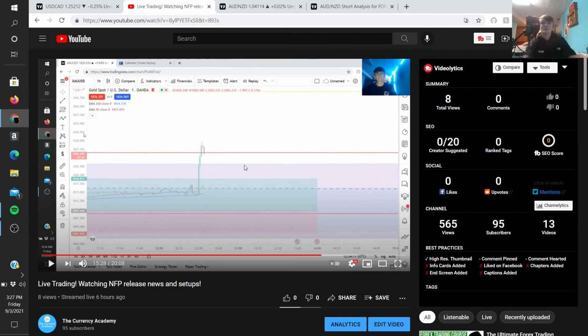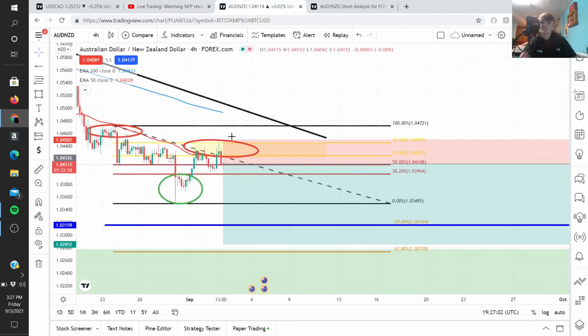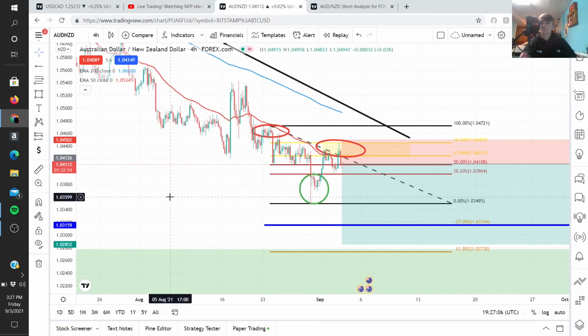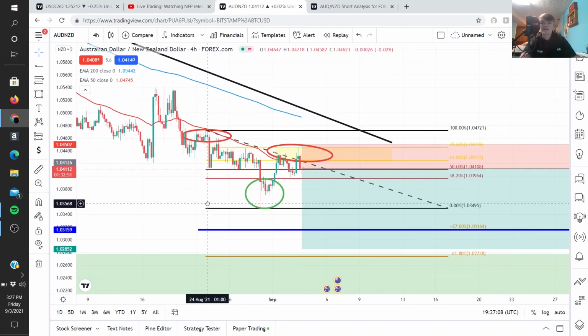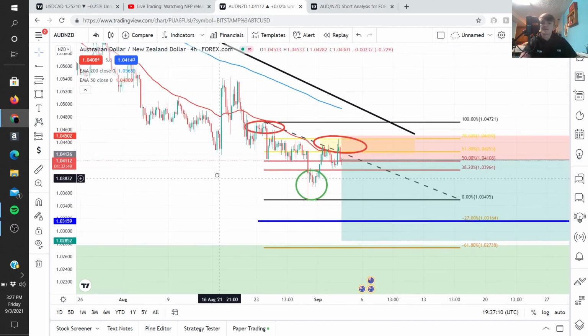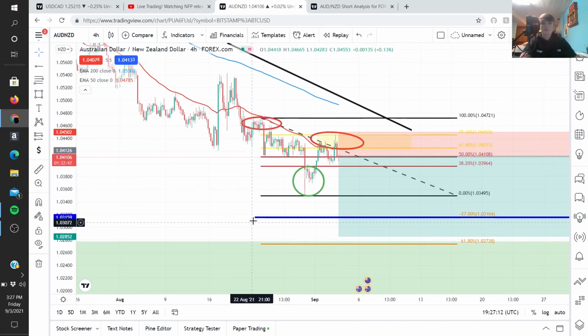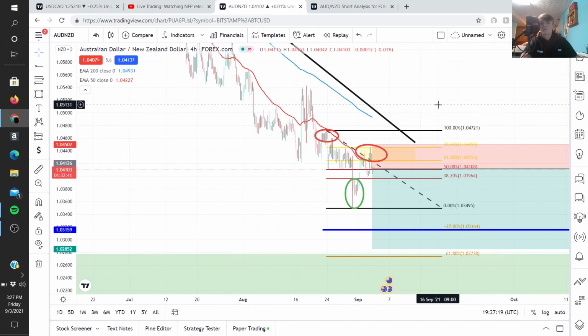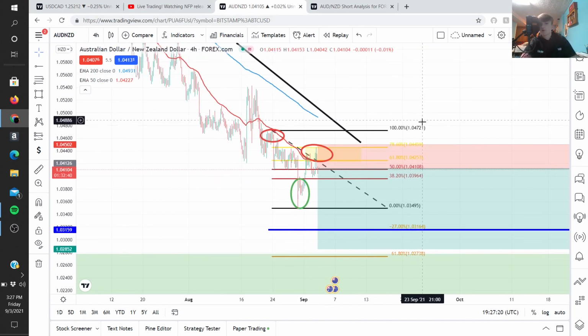I hope you guys enjoy this short analysis. I hope you understand why I'm short on the Australian dollar versus the New Zealand dollar. It's really simple. I'm trying to keep my analysis as simple as possible for you guys to understand. Remember, first take profit here, second take profit here, stop loss just above here. And I would recommend, use your lot size appropriately.